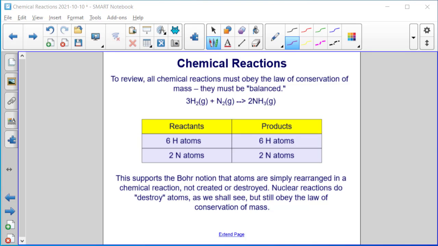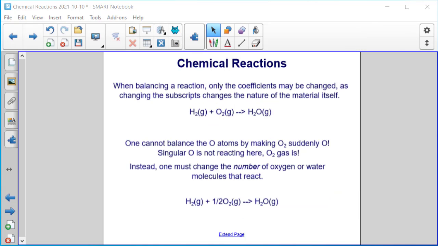Nuclear reactions do, quote unquote, destroy atoms, as we'll see in later units, but they do still obey the law of conservation of mass. When you balance a reaction, you only change the coefficients, those numbers in the front, because if you change the subscripts, you're changing the nature of the material itself.